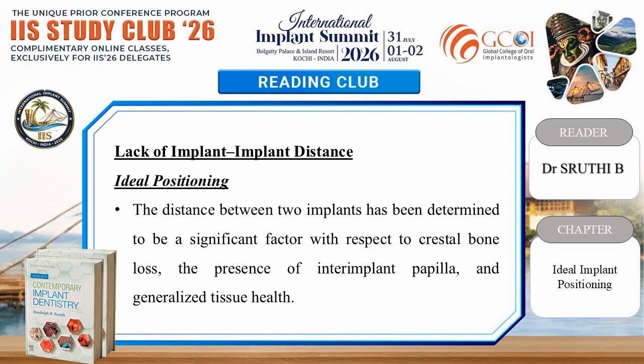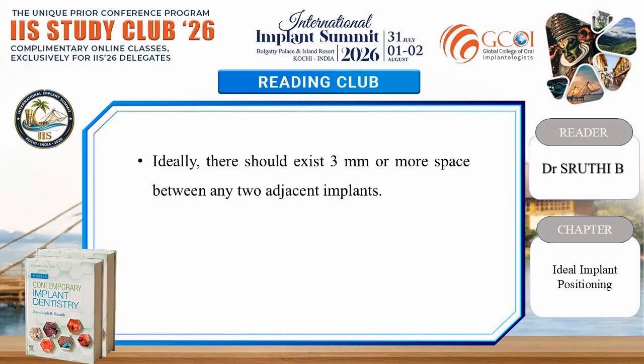Lack of implant-to-implant distance. Ideal positioning: the distance between two implants has been determined to be a significant factor with respect to crestal bone loss, the presence of inter-implant papilla, and generalized tissue health. Ideally, there should exist 3 mm or more space between any two adjacent implants.